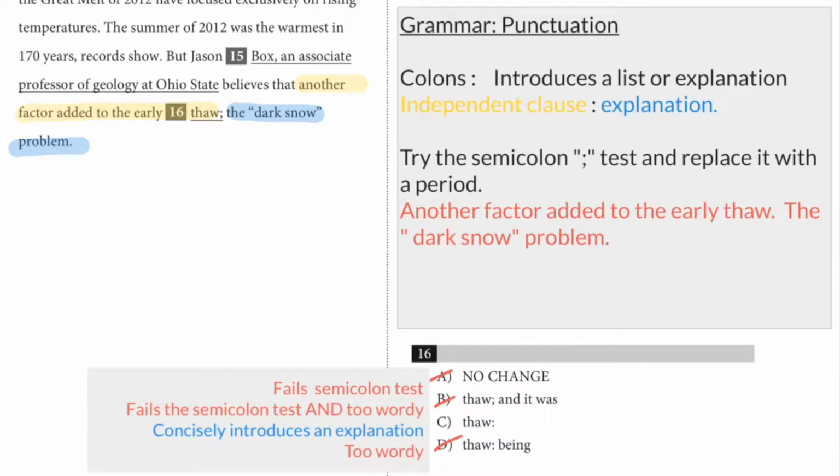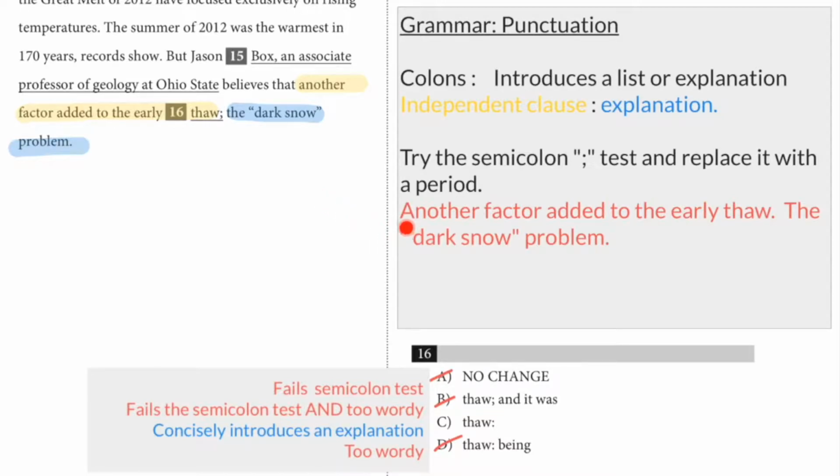A semicolon is often confused with a colon. They visually look very similar, but they're very different things. There's a semicolon test that's really great and very easy to use. Just replace it with a period. If you can write a period in place of the semicolon, then you can use it.